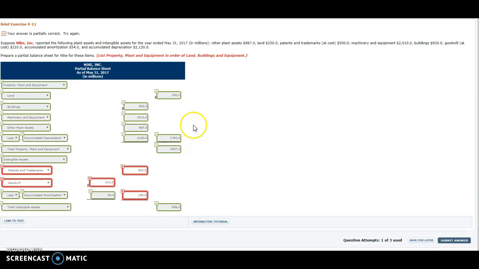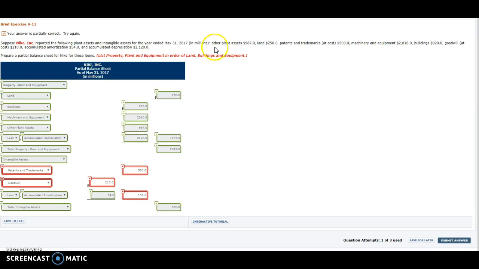I am doing the brief exercise chapter 9, number 11. As you can see, I already did it and I made a mistake, but I wanted to leave it up there so that you wouldn't make the same mistake as I did. So the question says, suppose Nike Inc. reported the following plant assets and intangible assets for the year ended May 31st, 2017 in millions.